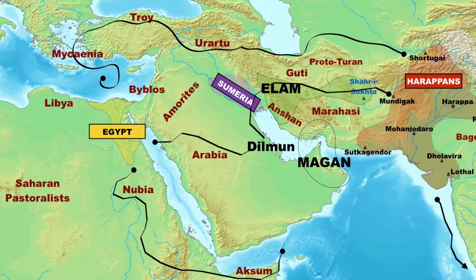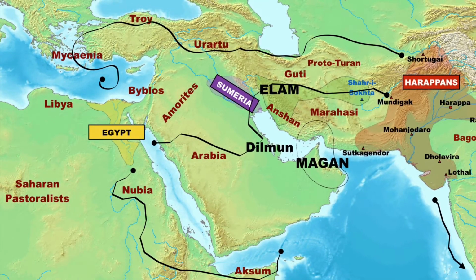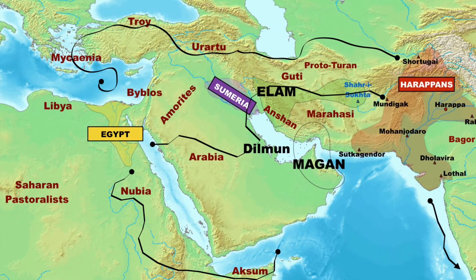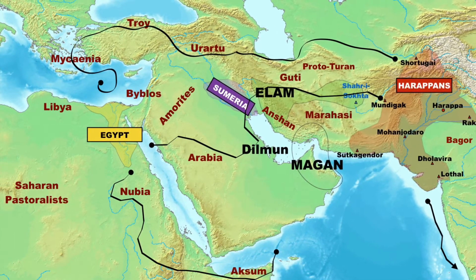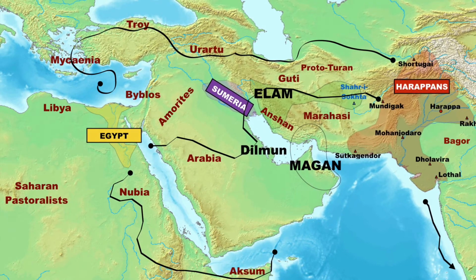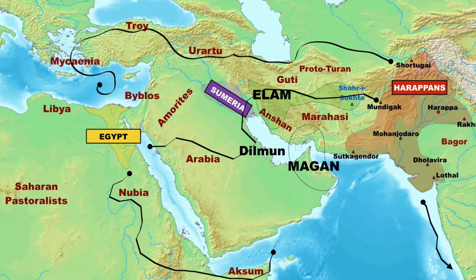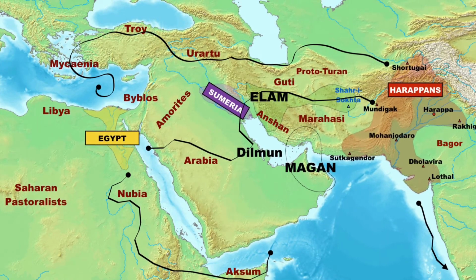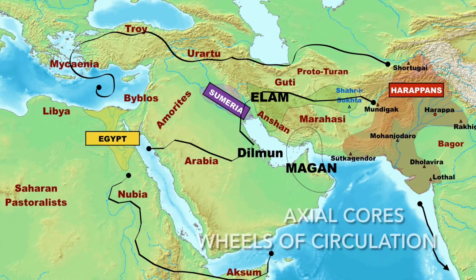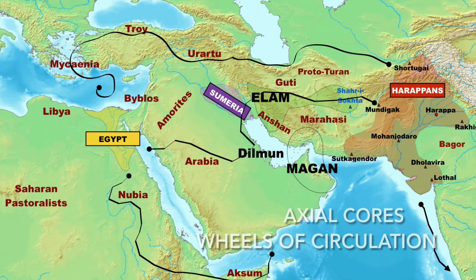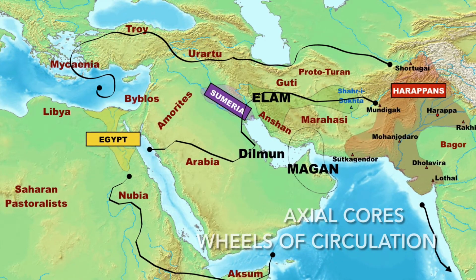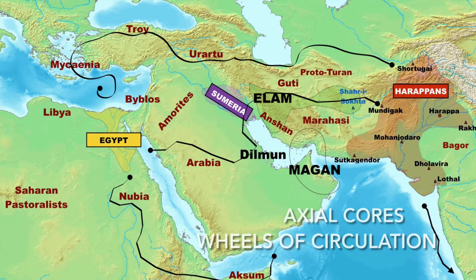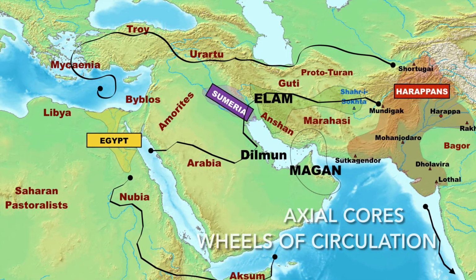So in this lecture, we will be examining the operation of this world system. Just to get a little bit of background, even at the end of the 4th millennium BC, as we have seen in previous lectures in this module, there were regional axial cores. You can imagine them as wheels operating in certain subcontinental and regional spaces. Just imagine one wheel of circulation in the greater Indus region, as we discussed in the last lecture.